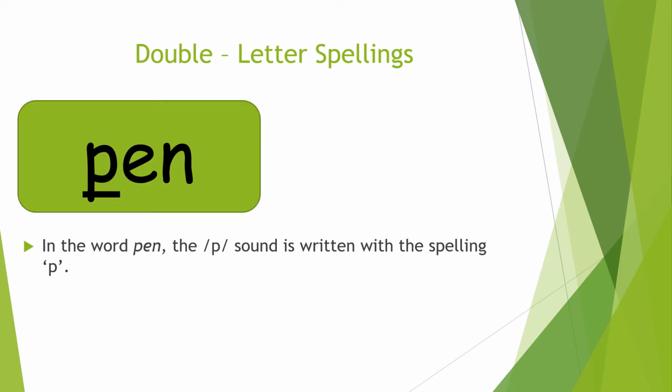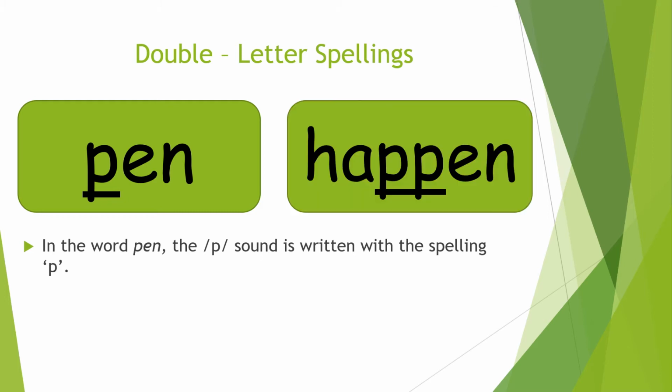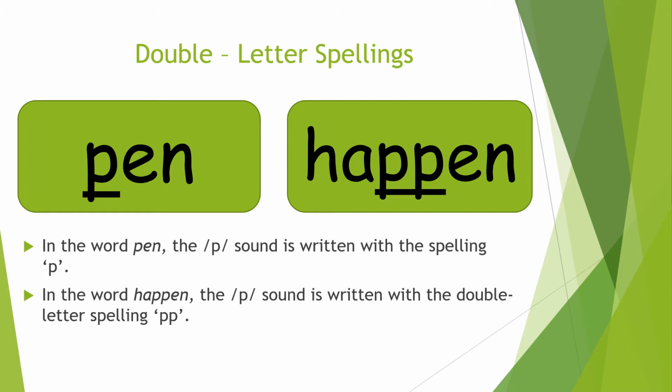Take a look at this word. This is the word pen. The P sound is written with the spelling P, only one. Take a look at this word. This is the word happen. The word happen has two P's, so the double P spelling makes the P sound in the word happen.